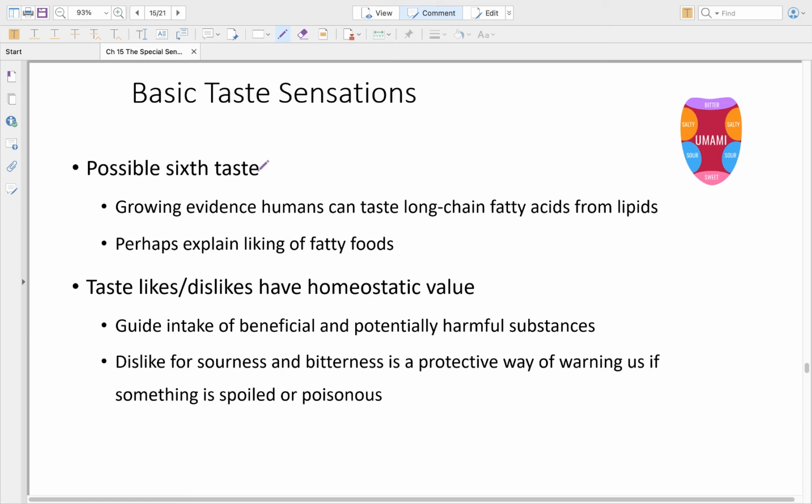Now, scientists believe there's a possible sixth taste because there is growing evidence that human beings can actually taste the long chains of fatty acids that we saw in our lipids. And this would explain why we like fatty foods so much, because they do taste good.